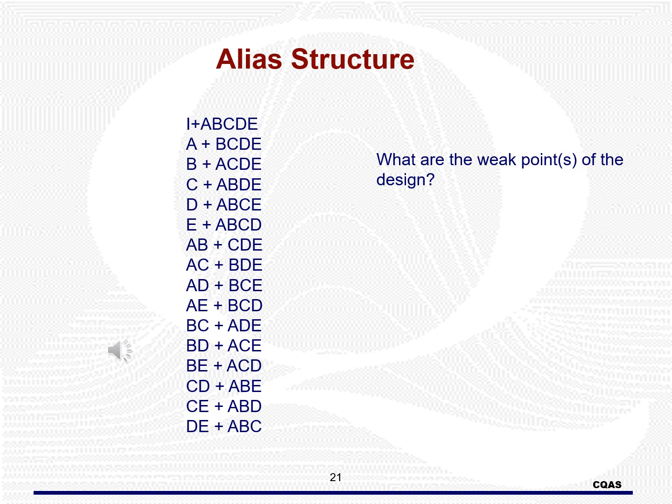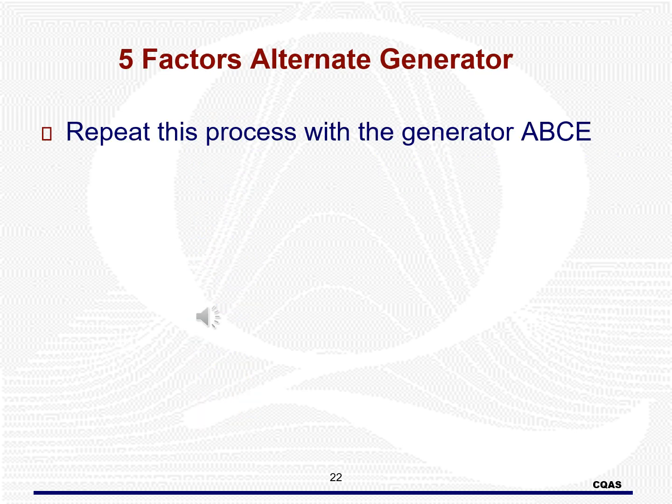The weak point about this design is that two-way interactions are confounded with three-way interactions. I would not consider this a problem. Why do you think that is? Go ahead and repeat the process for the generator ABCE. I would pause the slide here and try this. The answer is on the next slide.